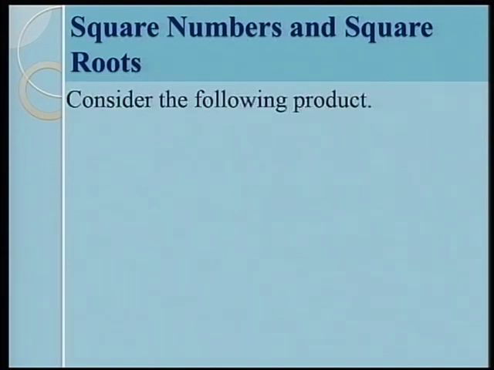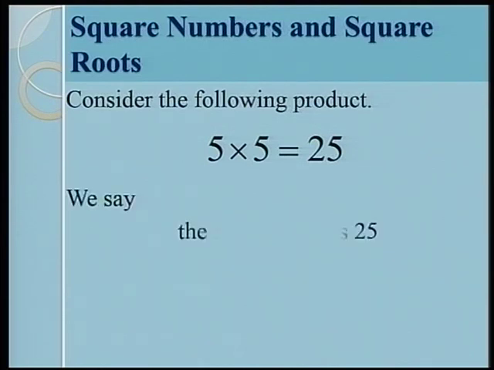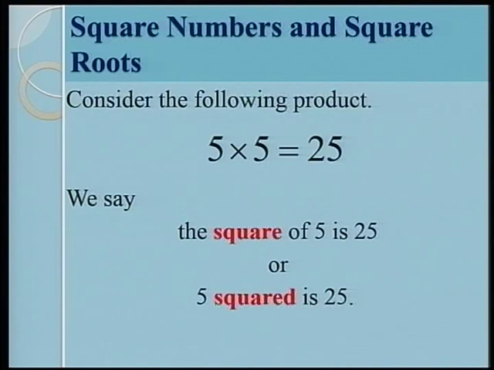We now look at square numbers and square roots. Let's consider 5 multiplied by 5. We obtain 25. We say the square of 5 is 25, or 5 squared is 25.